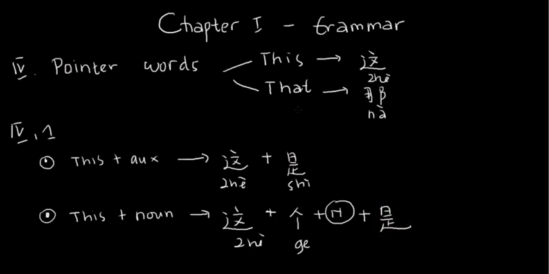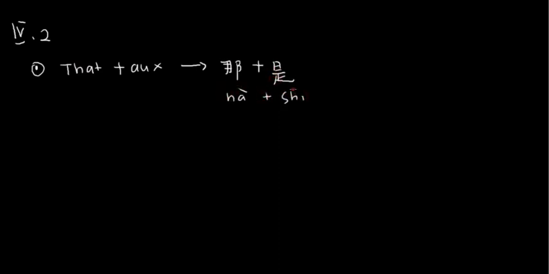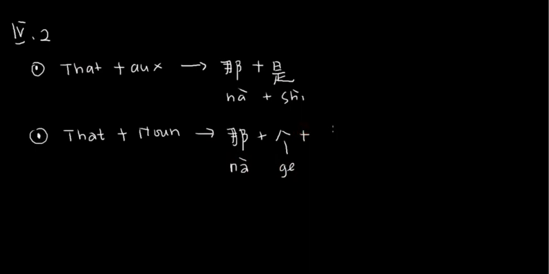This rule holds the same for that. Let me write it in here for number 2. If you want to write that plus an auxiliary verb, for example, the same as this is, you just write 那 plus 是. And if you want to put a noun after that, you need to add 个, 那个, and then followed by the noun, then you put 是.